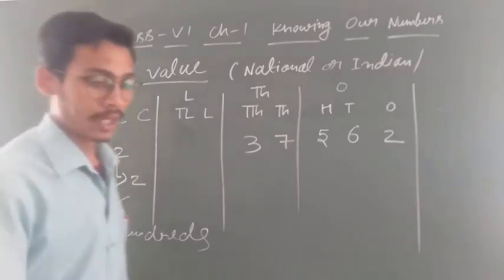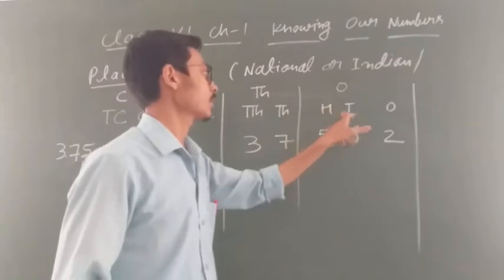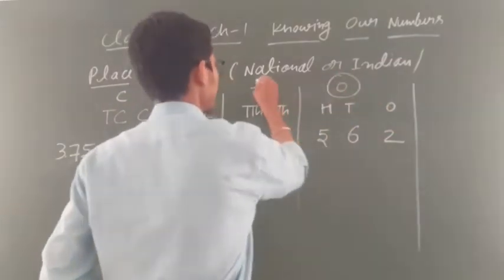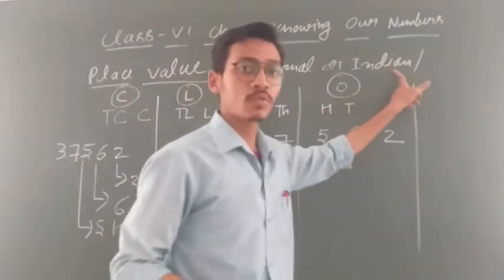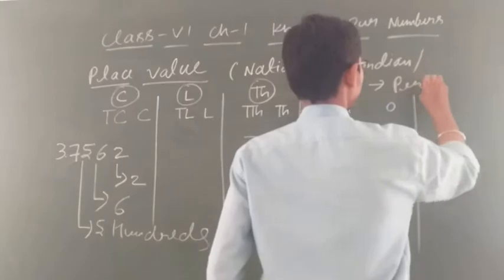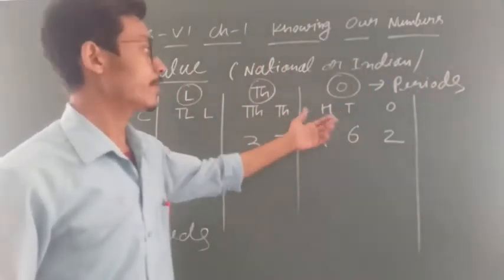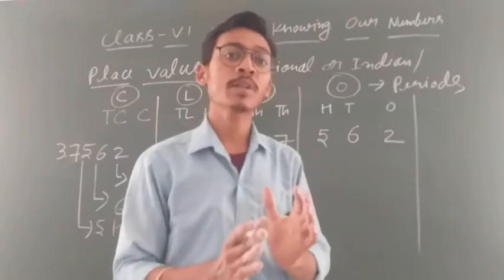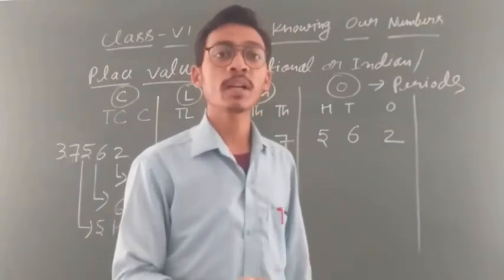Clear? Now what is the use of this, students? Why am I writing this? This is ones, with ten thousands, with lakh, with crore. This is known as periods. What is the meaning of this? We will use this when we want to use the correct place of the comma. If I want to know where we have to put the correct comma, we will use this.